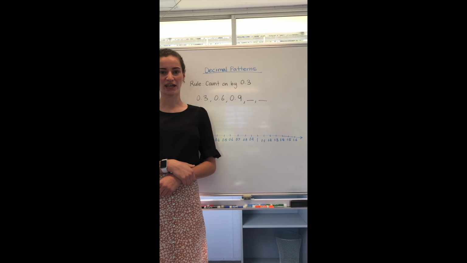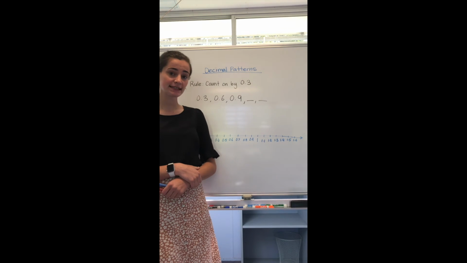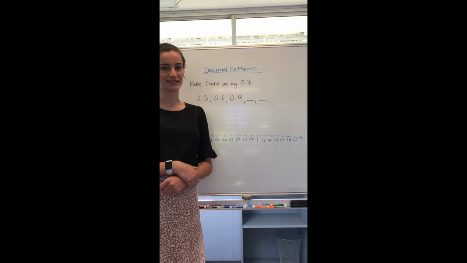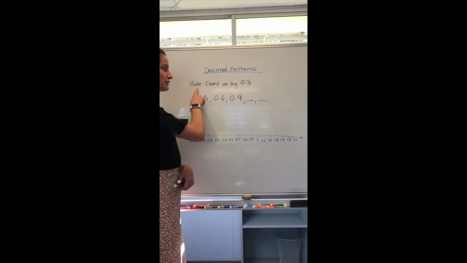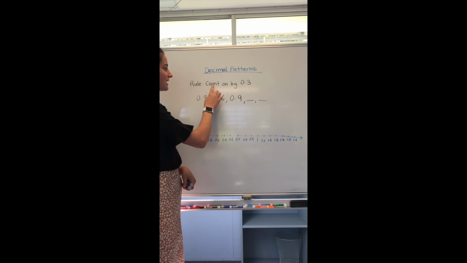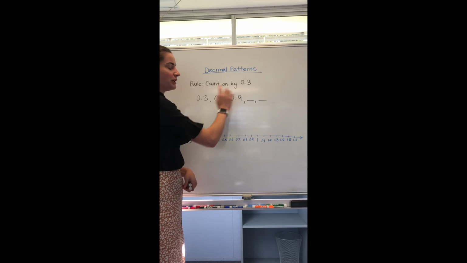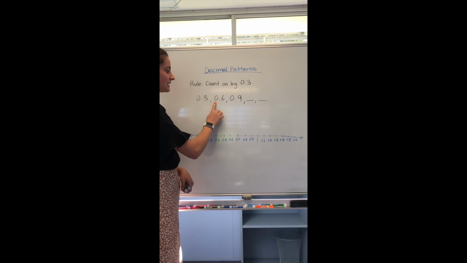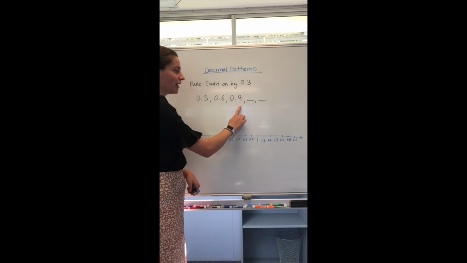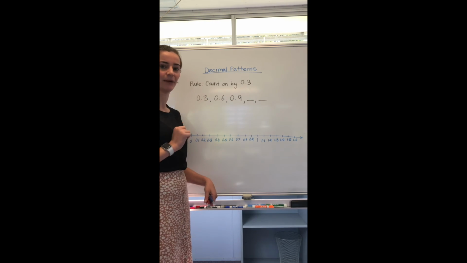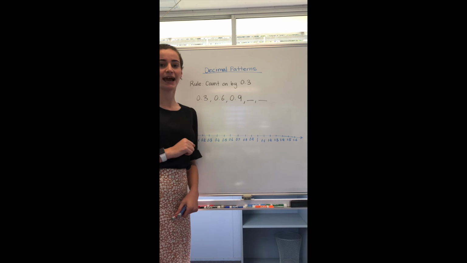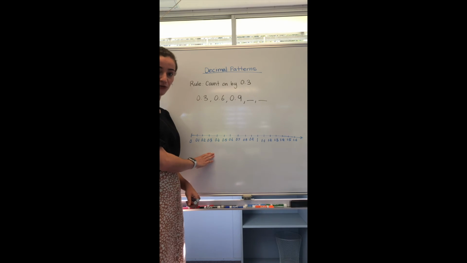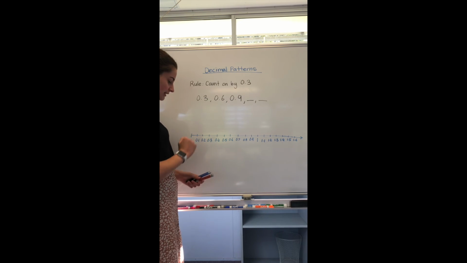Now we're going to have a look at decimal patterns. So this is the same as fraction patterns or number patterns, but it involves decimals. So let's have a look first at the rule. The rule for this pattern is to count on by 0.3. Our pattern looks like this. It starts at 0.3, 0.6, 0.9, and then our 2 unknown numbers that we need to solve. Now the same with our fraction patterns. It's best if you draw a number line to help you visualize the pattern. So let's draw it out.